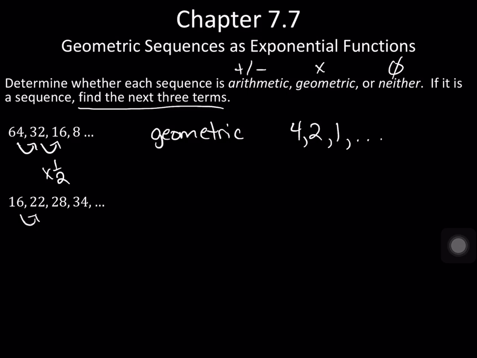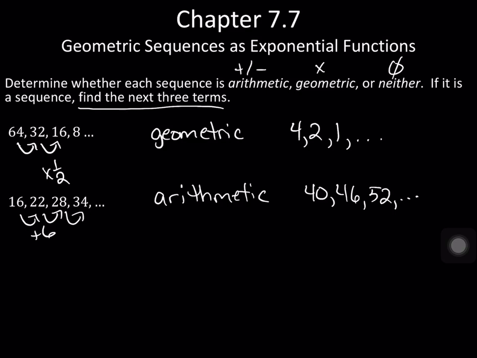I'm not sure what that would be, but it does look like I can add 6 to get to the next term. And then if I added 6 again, and if I add 6 again. So this one is an arithmetic sequence, an arithmetic sequence with a common difference of a positive 6. And then to get the next 3 terms, we would add 6, and we would add 6, and we would add 6.